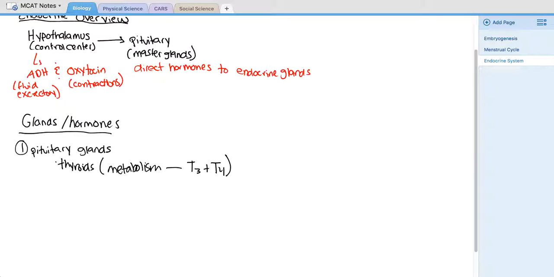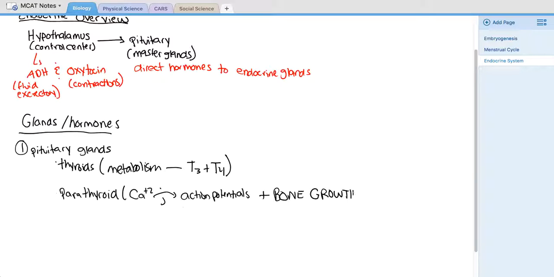And you are also going to have the parathyroid. And in the parathyroid, the parathyroid will do the calcium. Parathyroid is calcium plus 2, and this is used for action potentials and bone growth. You know, milk has a lot of calcium in it. You really want to drink your milk.